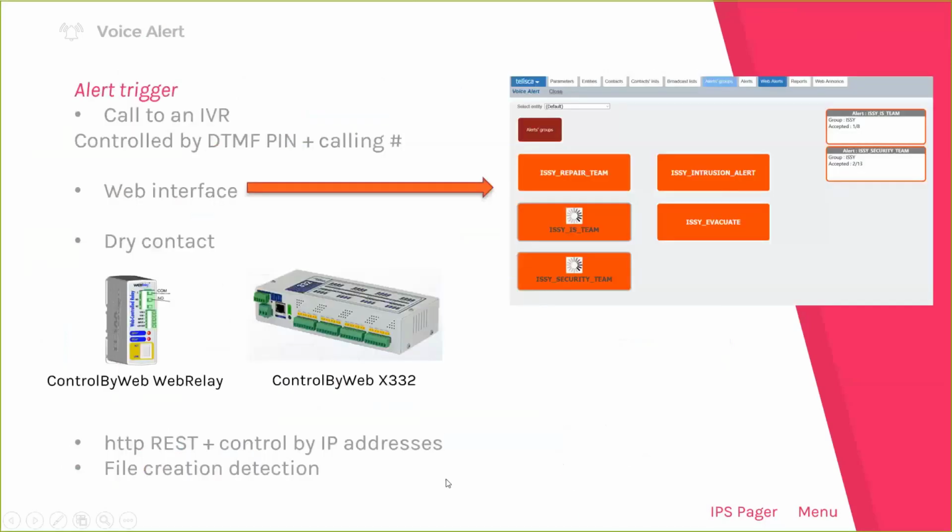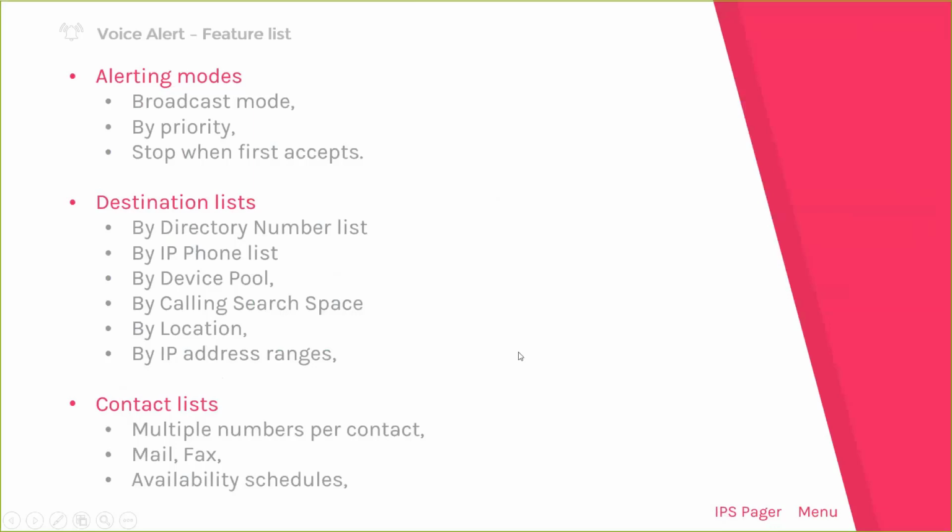So here are the details of the peripheral. For example, for dry contact, we work with control by wave devices. You can define different modes of alert. For example, you can broadcast to all numbers at the same time, which fits well if you want to alert a large number of contacts or phones.